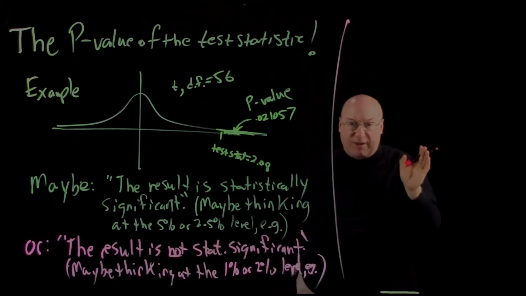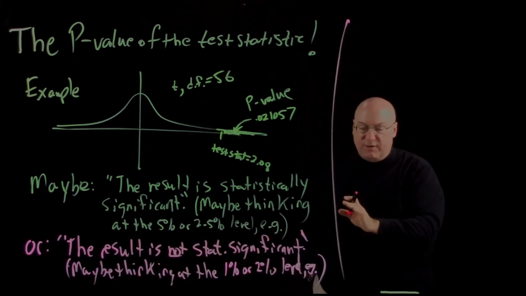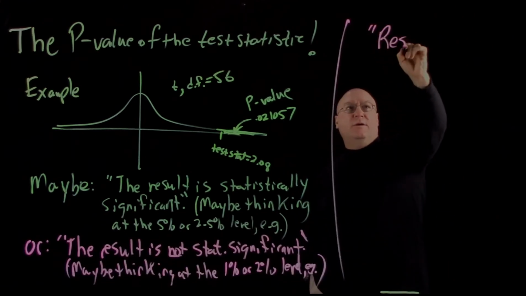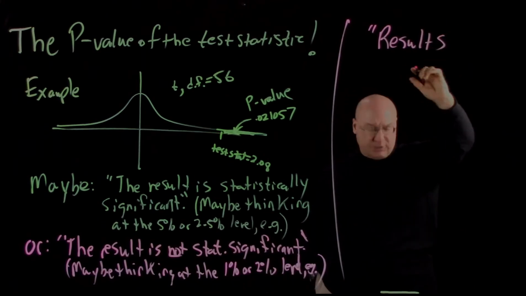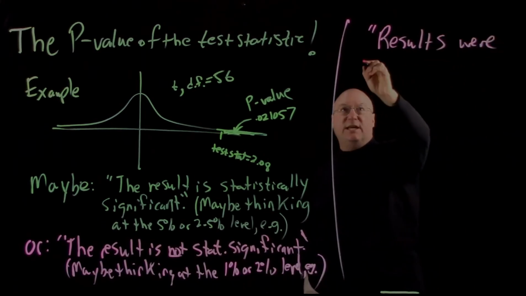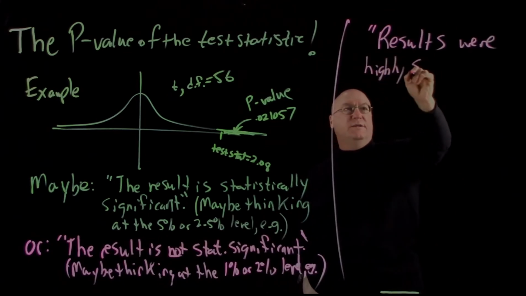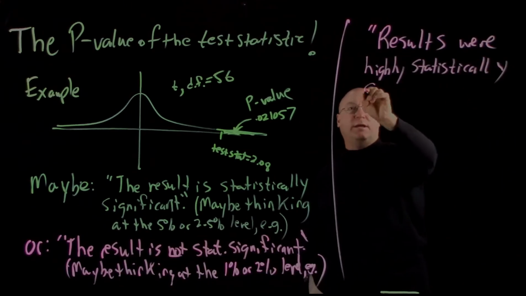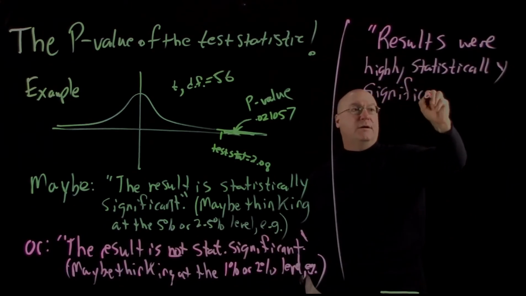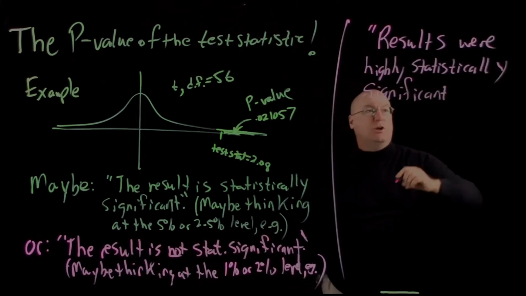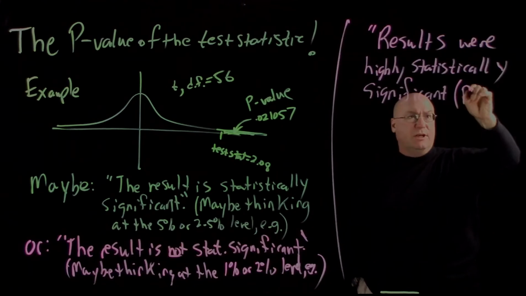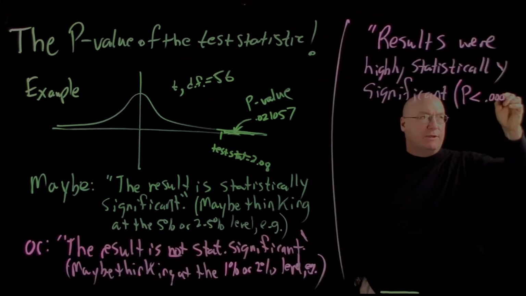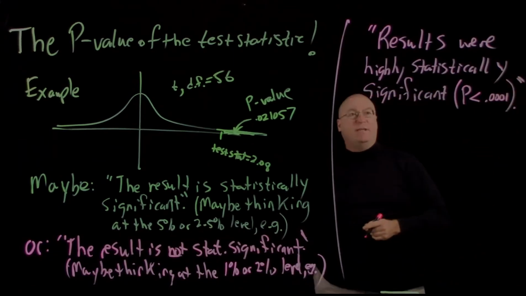If I don't give you the p-value, I should say what my cutoff level is, but better off I should just give you the p-value. So maybe in my research I find that the results were, you might see the phrase, highly statistically significant. And then I better say what I mean. You'll see in parentheses the p-value, they'll just say capital P, meaning p-value, it's less than whatever, 0.0001 maybe. That would be a very typical thing you would see.